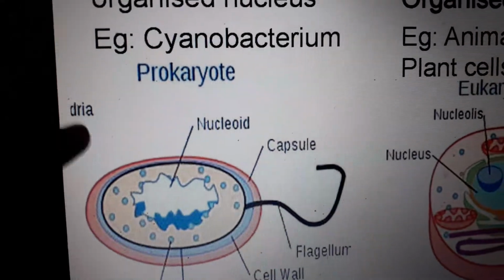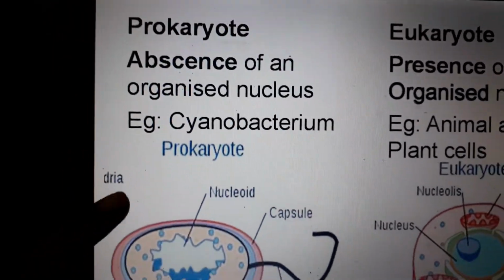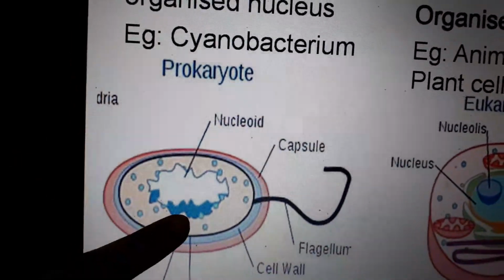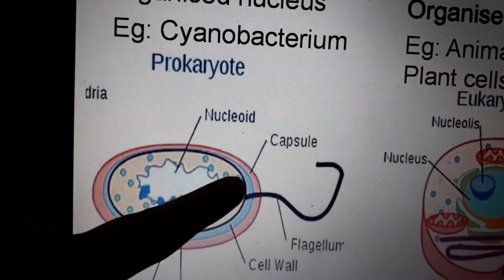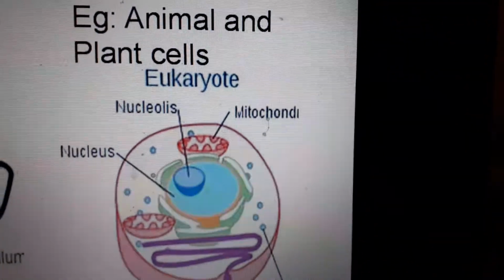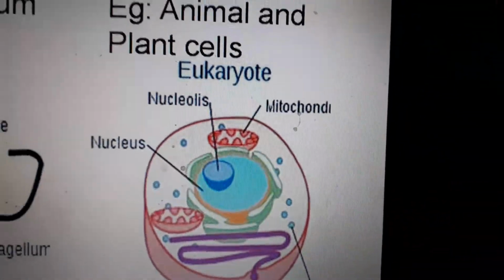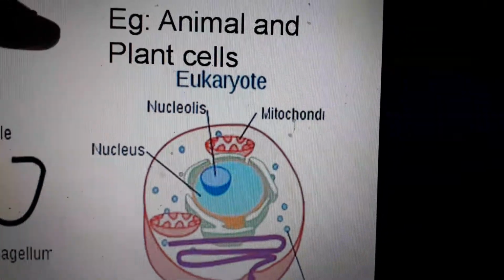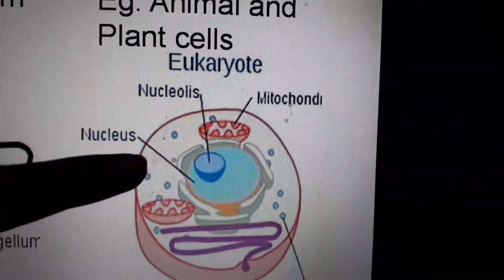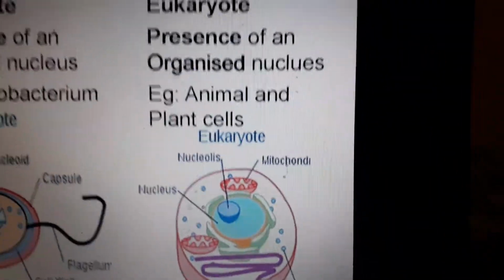So the absence of an organized nucleus is characteristic of a prokaryotic cell. For example, in cyanobacterium, the nucleus is not properly organized. When you look at a eukaryotic cell, you will notice that the nucleus has a definite shape. For example, in all animal and plant cells, the nucleus is very well organized. Hence, it is called a eukaryotic cell.